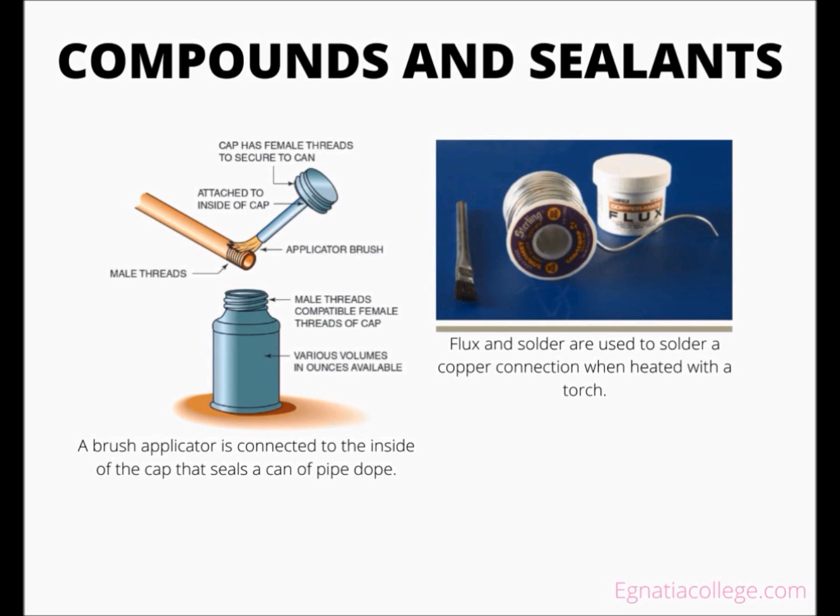Flux is a paste used for soldering copper tube. It is placed in a fitting socket and on the external portion of the tube, so the solder can flow into the fitting socket. Solder is used to weld a copper fitting connection. Its melting point varies based on the percentage of alloys used in the manufacturing process. Soft soldering for welding is sold in roll form.